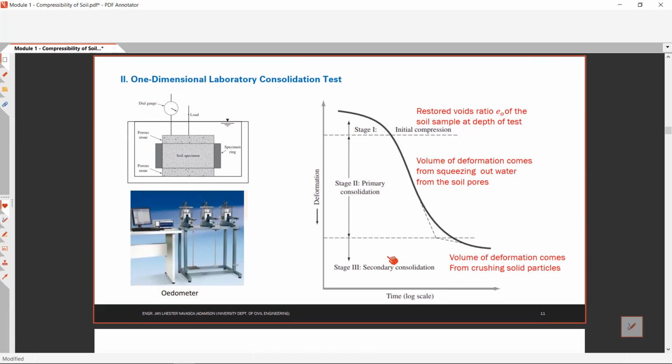And then stage 3, secondary consolidation. Iniiwan namin yan nang days lang, let's say 1 week namin itong iiwan. And titingnan namin if magkakaroon ng another settlement. So that is the secondary consolidation. So volume deformation comes from crushing of the soil particles and the adjustment of the soil fabrics. So, ayun. Ganyan yung pag-set up para malaman kung ano ba yung consolidation test doon sa soil layer na yun.